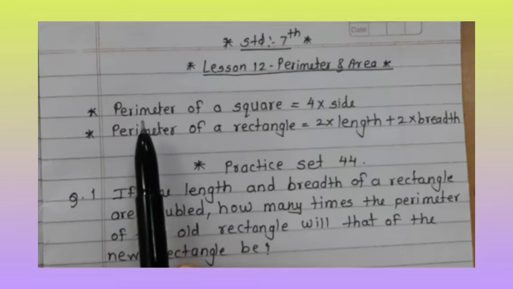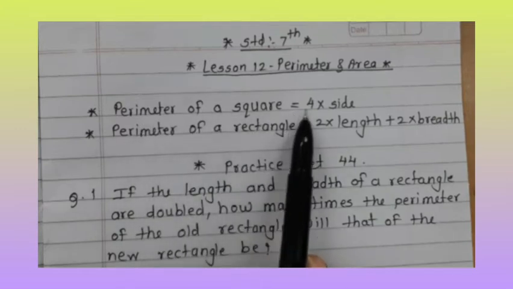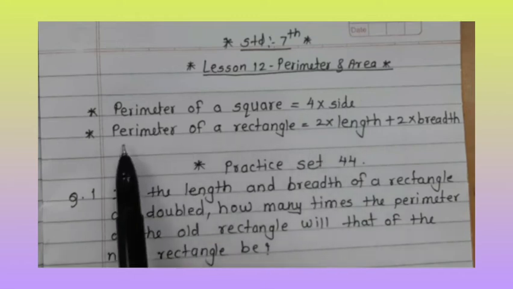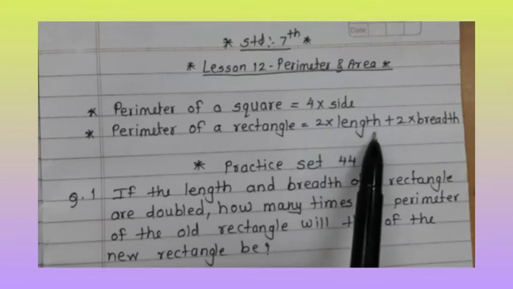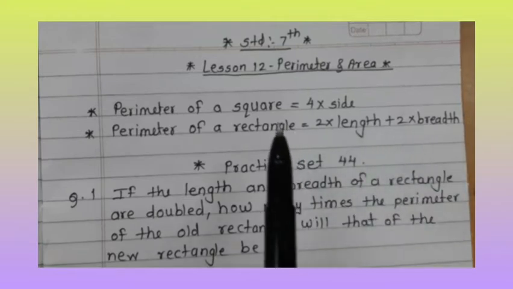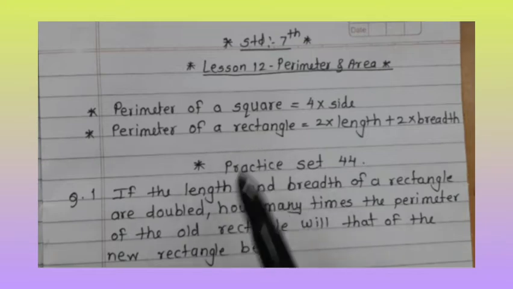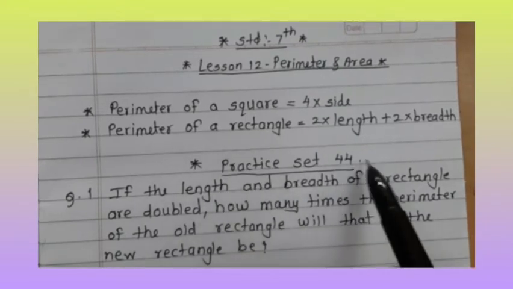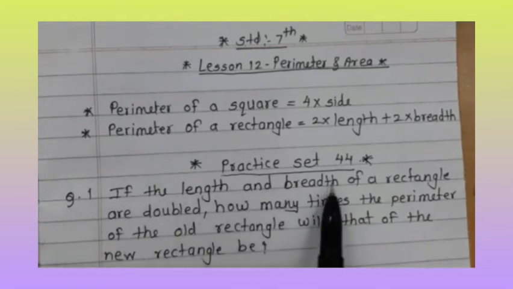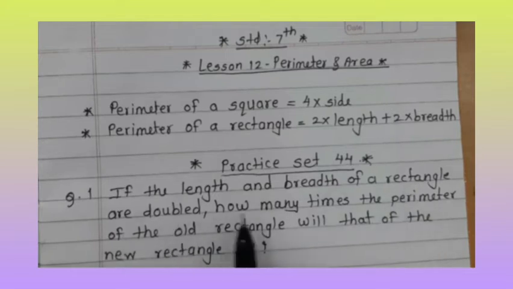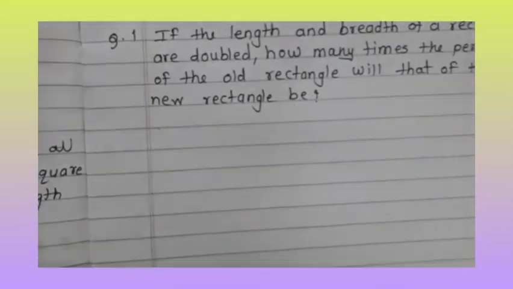Now we know the formula, perimeter of a square is equal to 4 times side and perimeter of a rectangle is equal to 2 times length plus 2 times breadth. With the help of these two formulas, we can discuss the practice set 44. First question, if the length and the breadth of a rectangle are doubled, how many times the perimeter of the old rectangle will that of the new rectangle be? Now, we will solve this example. Solution.